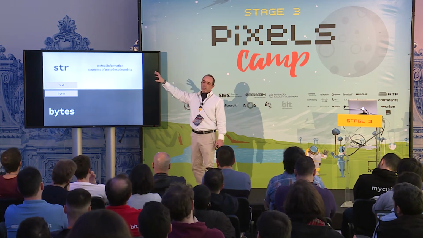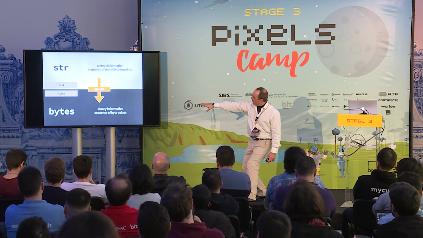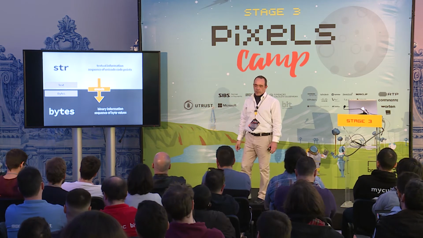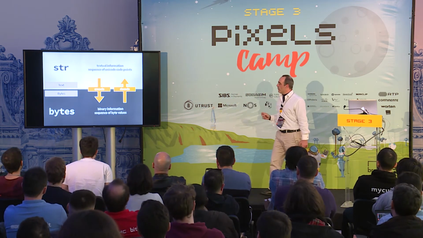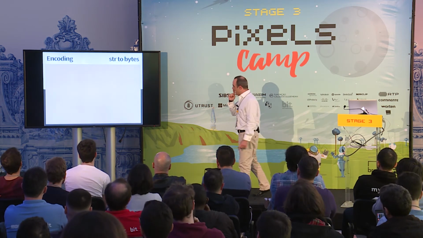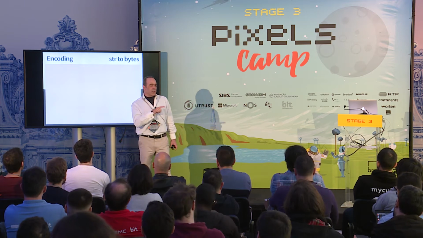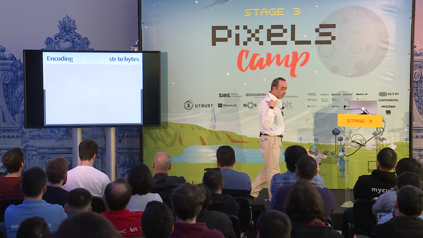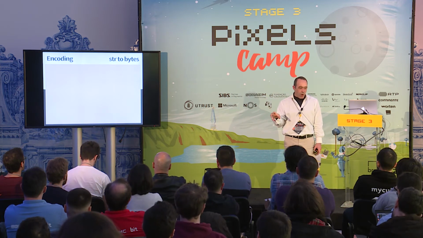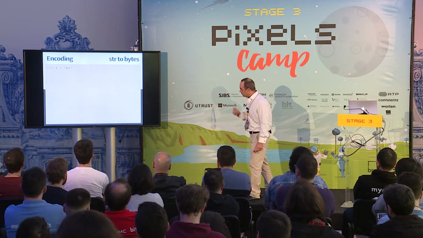So strings, textual information, sequence of code points. Bytes are binary information, and going from one to the other is the process of encoding, and going the other way around is the process of decoding. So even though we don't often do this by hand, we're going to do the encoding and decoding by hand in Python to see what can possibly go wrong and to understand why things go wrong the way they do.